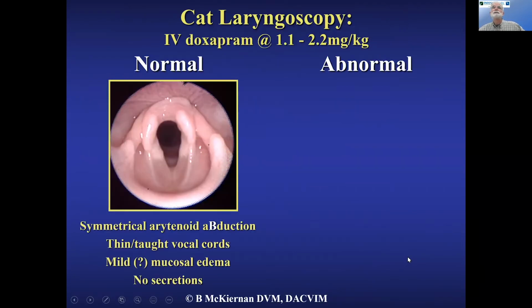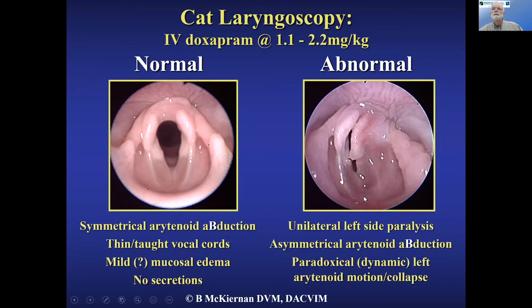Okay, so what does normal look like? Here we've got a cat with a normal appearing larynx to me. It's symmetrical abduction, good opening of the larynx, taut vocal cords, or what we call cords, they're not true cords. Mild edema, maybe, there's a little bit of glistening here. Maybe it's a mild edema and no secretions. So a normal. What does abnormal look like? I think you all recognize that. A left-sided laryngeal paresis and paradoxical motion. So it's being pulled over. The right side is normal and opening up nicely.